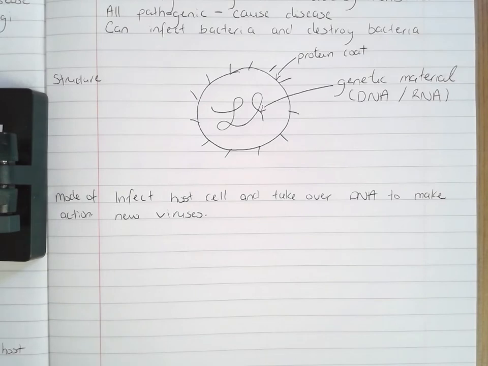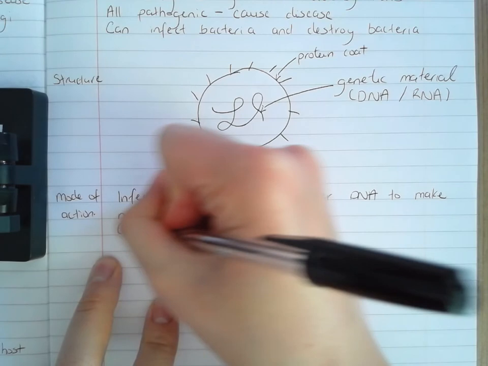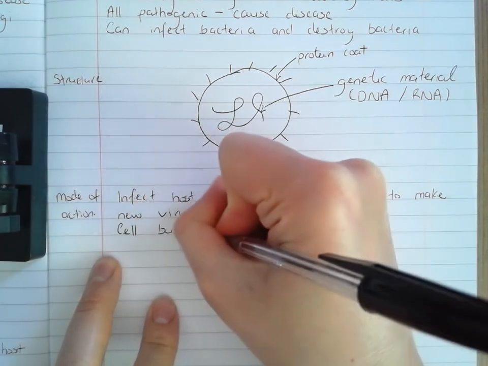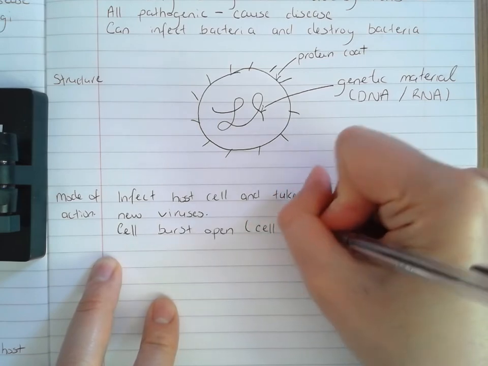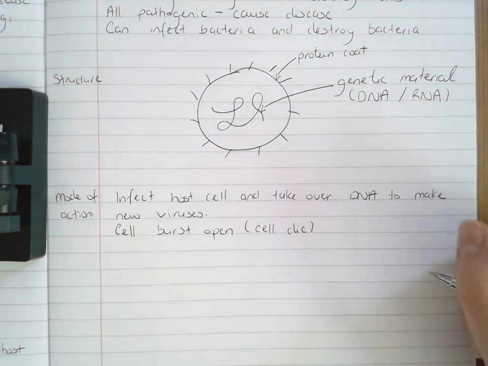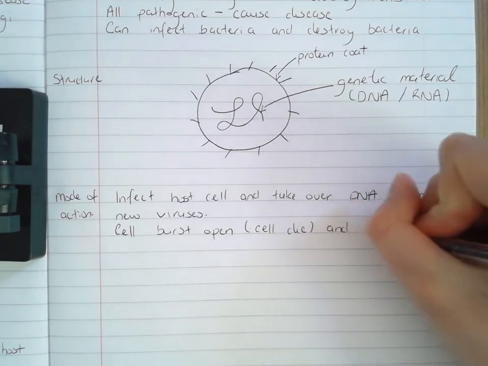Okay, but they don't want all those viruses trapped inside your cell. What they want to do is release those viruses. So once they've taken over and they've made loads and loads of new viruses in your cell, what they will do is they will cause the cell to burst open. And when that cell bursts open, the cell will die. And when the cell bursts open, all of those new viruses are released.